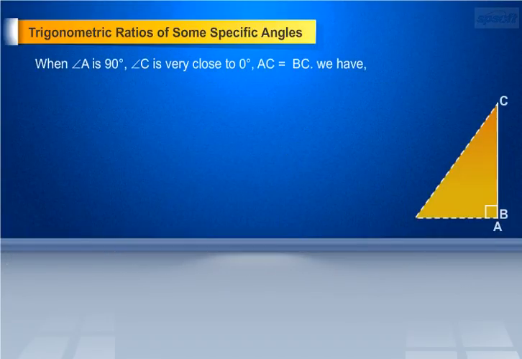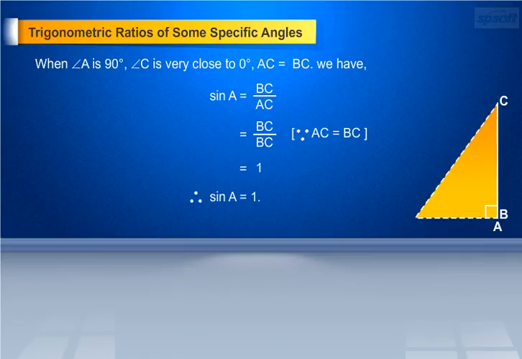When angle A is 90 degrees, angle C is very close to 0 degrees, AC equals BC, we have sin A equals BC by AC, since sin theta equals opposite side by hypotenuse. This is equal to BC by BC, since AC equals BC. This is equal to 1. Therefore sin A equals 1.